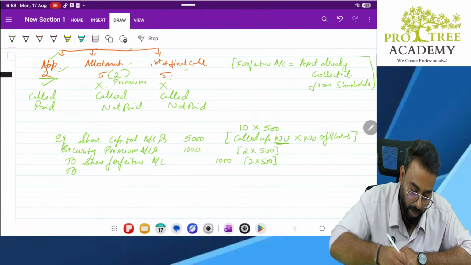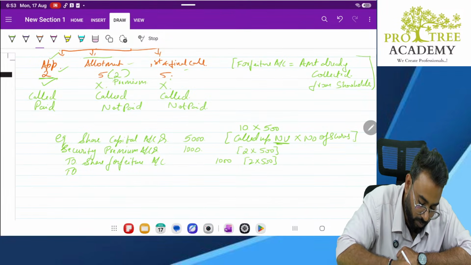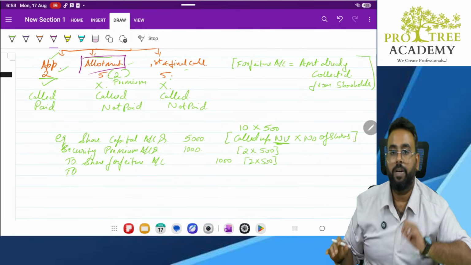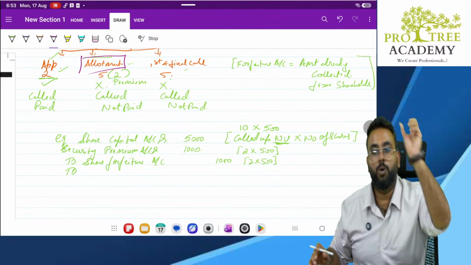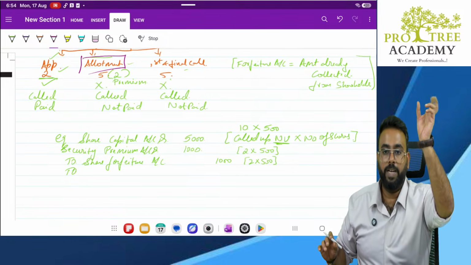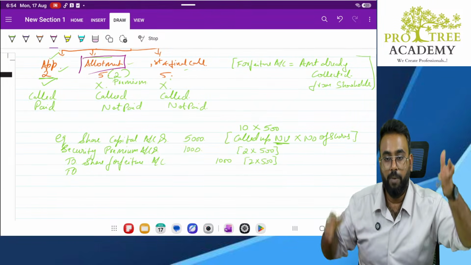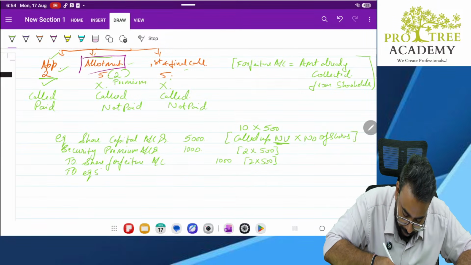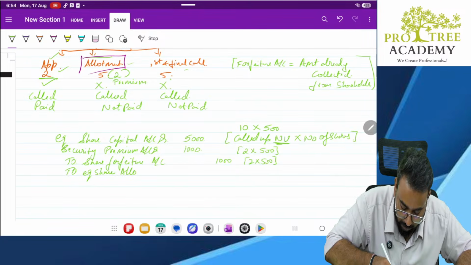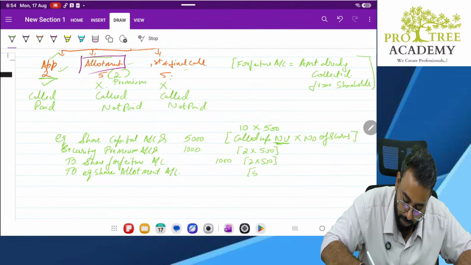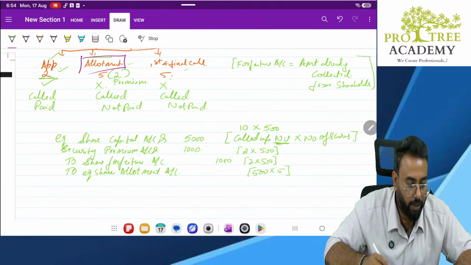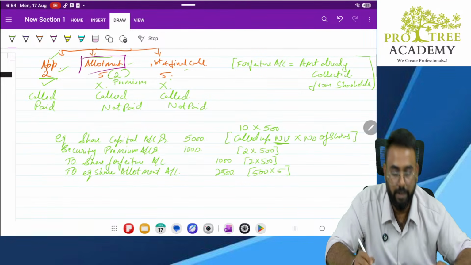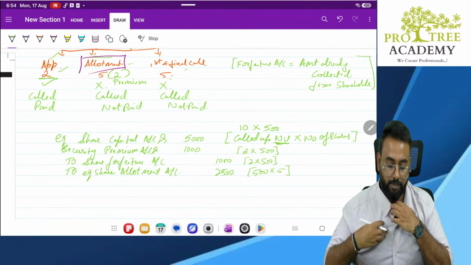Now this was a receivable. Correct or no? What was the entry on allotment? Share allotment account debit to share capital. So share allotment debit was showing as a receivable only, but it is no more receivable. So we have to reverse that. Yes, sir. To equity share allotment account, that is 500 into 5, 2500.